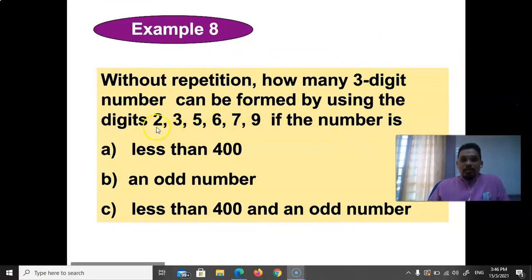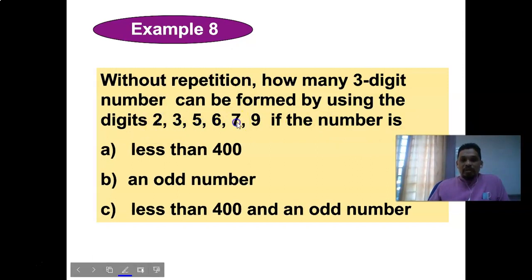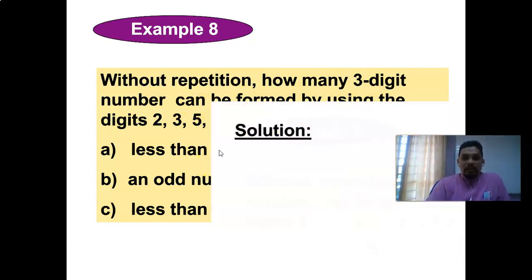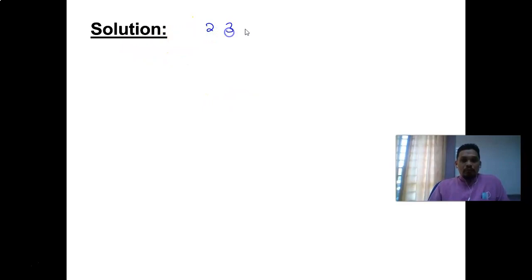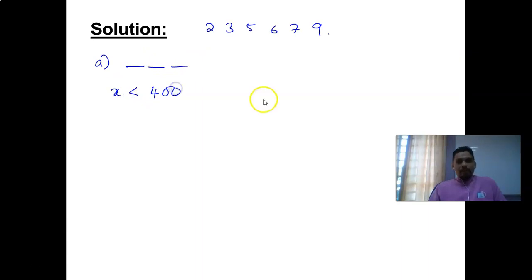We have the digits 2, 3, 5, 6, 7, 9, and we're going to form 3-digit numbers which are less than 400 and so on. Okay, so again, the numbers are 2, 3, 5, 6, 7, and 9. The first question here, we're going to form 3-digit numbers X which are less than 400.